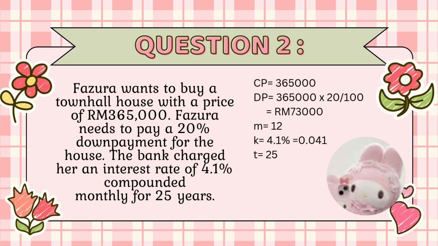Question 2. Fazura wants to buy a townhouse with a price of 365,000 ringgit. Fazura needs to pay a 20% down payment for the house. The bank charged her an interest of 4.1% compounded monthly for 25 years. So basically, her cash price is 365,000 ringgit. And how we calculate her down payment is using the cash price multiplied by the percentage of the down payment.